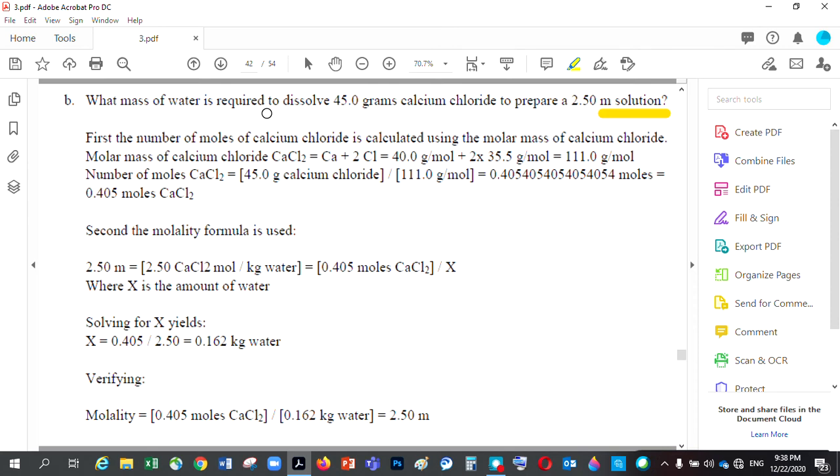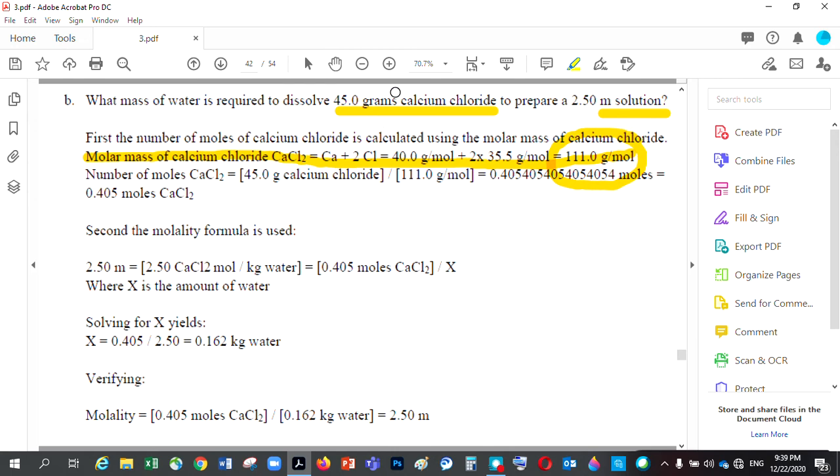You have the grams of calcium chloride, so you need to convert again. Get the molar mass of calcium chloride. Here we have it: calcium chloride, 1 calcium, 2 chlorine. Calcium is 40.00 gram per mole, the chlorine is 35.5 gram per mole. You add them up, and this is 111 gram per mole.